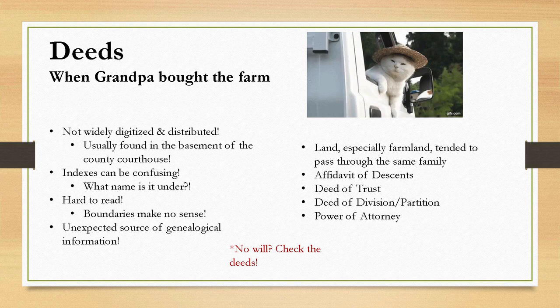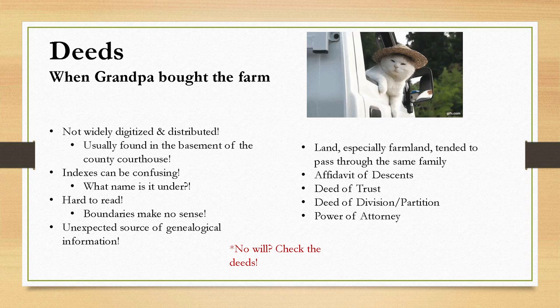You get things like affidavit of descent starting around the 1920s. You get deeds of trust, where people are setting up trusts for grandkids or their children. Deeds of divisions and partitions, where people are splitting the land amongst their heirs. And you get power of attorneys that show up in deeds as well. You get a lot of stuff that shows up in deeds, besides just land transfers.